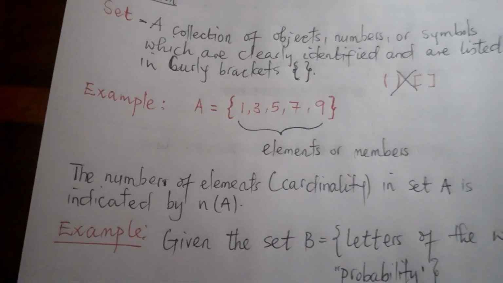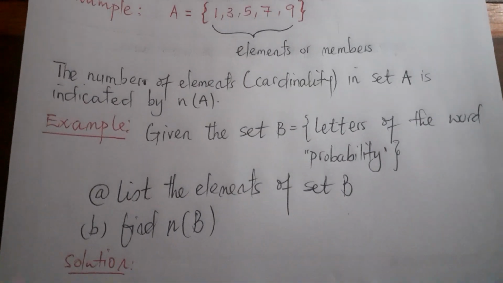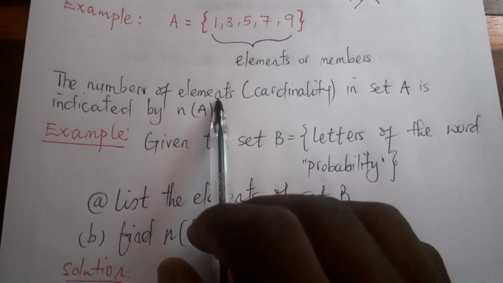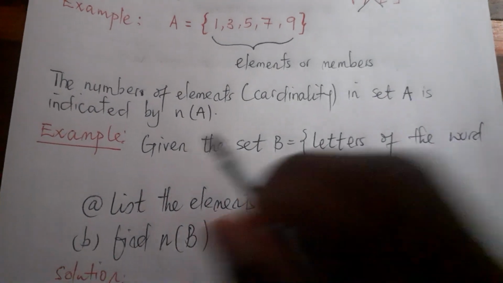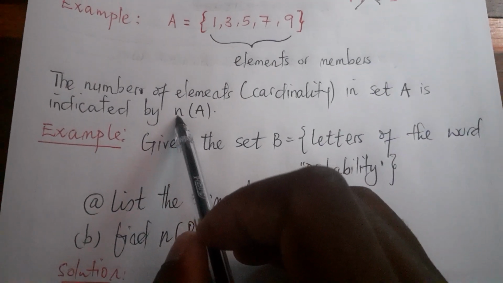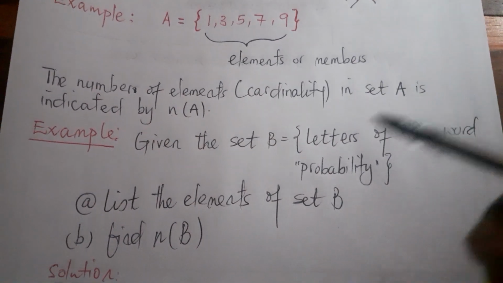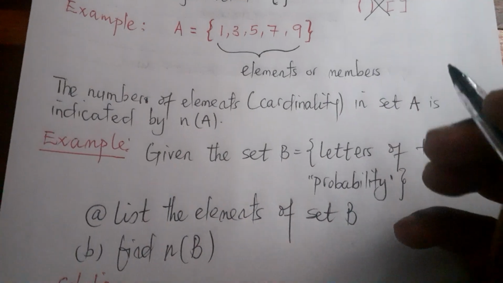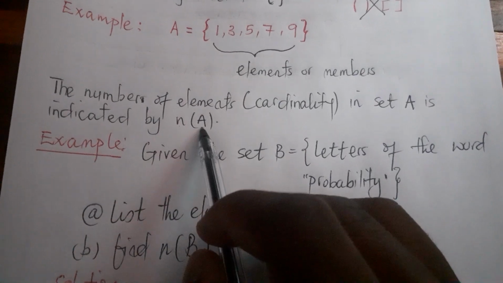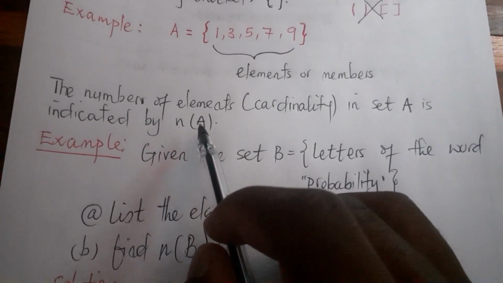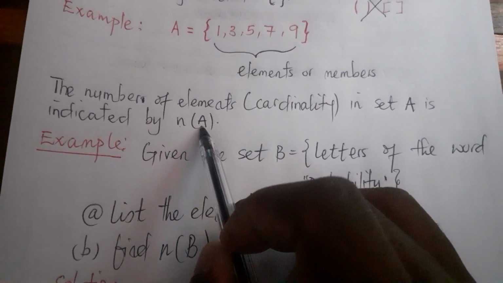This is actually the basics about sets. Now, the number of elements, which we also call cardinality, in set A, for example, is indicated by a small n and then round brackets. In the middle, you put the capital letter of that set. Now, in this case, it says the n representing the number of elements of set A. Or you can say the cardinality of set A is still the same.